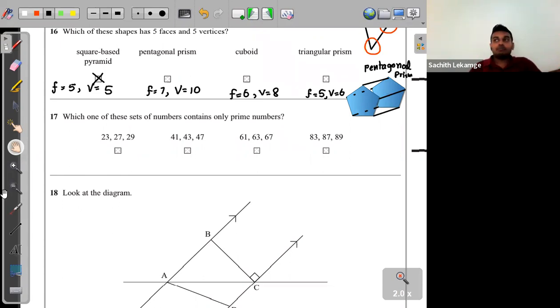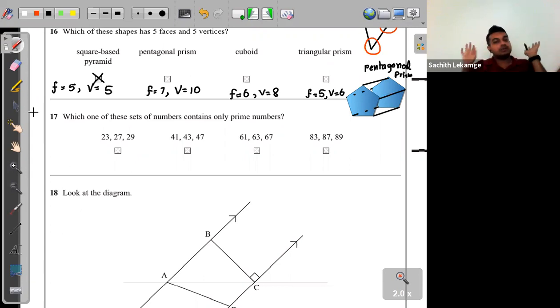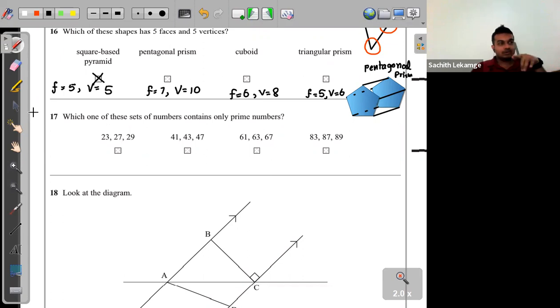You don't know examples. Okay, number one, can we take it as a prime number? Those who think number one is a prime number, raise your hand. Raise your hand if you think it's okay. Why, Lohara, do you think it's not a prime number? Because 27 can be divided by 1, 27, 9, and 3. No. My question is, why is number 1 not a prime number? Because they have more than two factors. Okay, that is all.